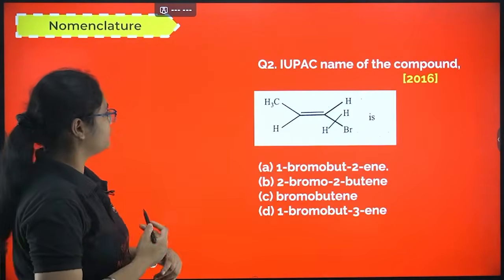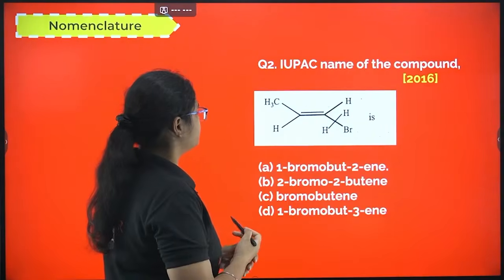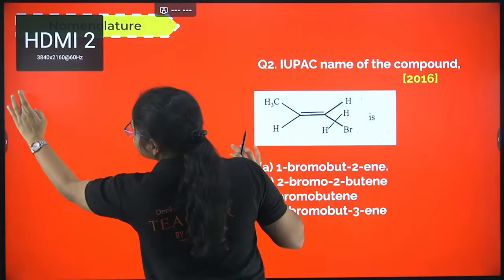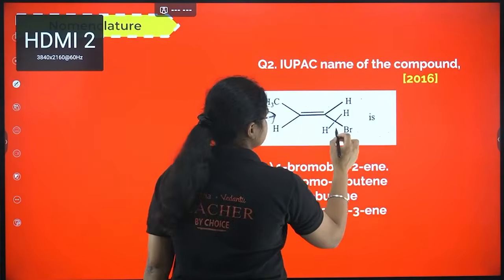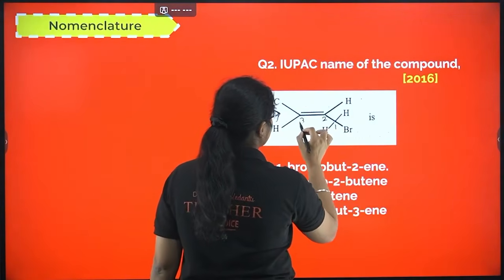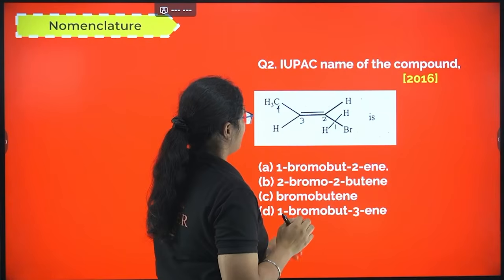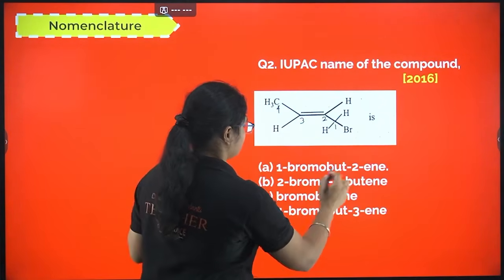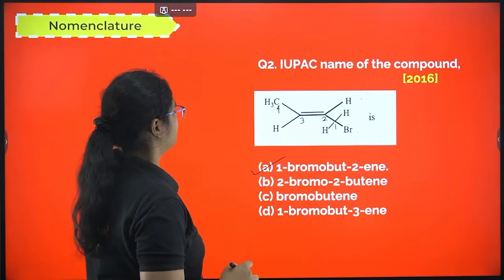Next we'll go to question number 2, IUPAC name of the given compound. So I'll just number it. This is 1, 2, 3 and 4, right? So I will have 1-bromobut-2-ene, that is option number A.